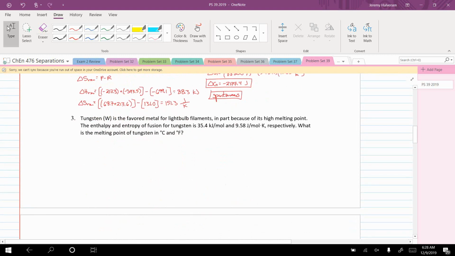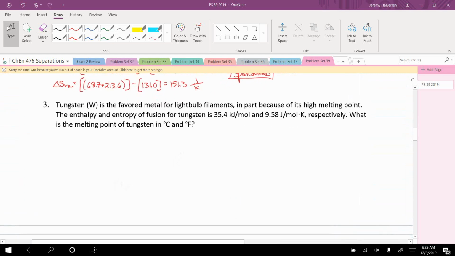Alright, tungsten was the favored metal for light bulb filaments, in part because of its high melting point. You don't want your light bulb to melt as it's heating up. The enthalpy and entropy of fusion for tungsten are given. What is the melting point?